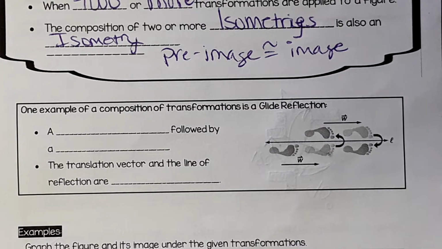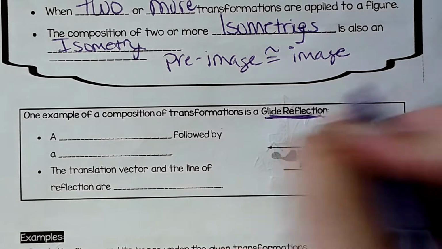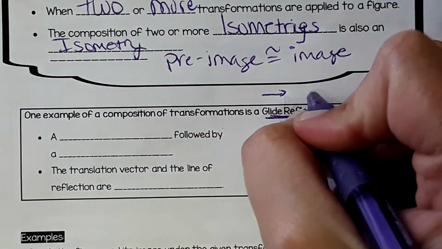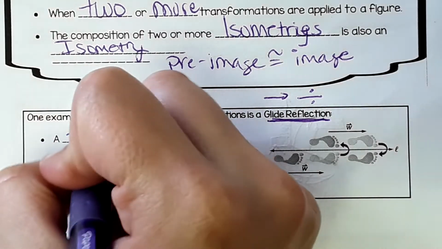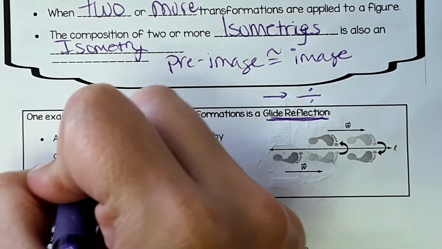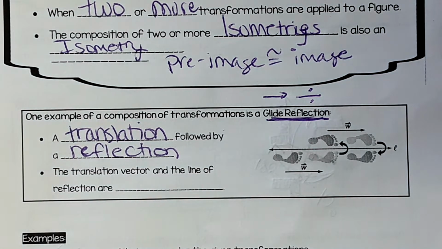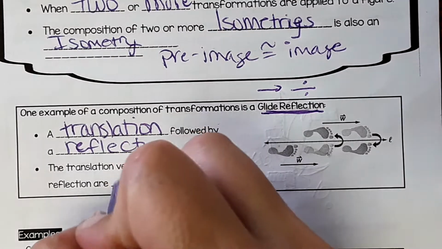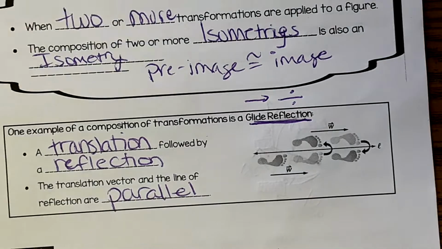And then one example of composition of transformation is a glide reflection. In a glide reflection, you're sliding the shape, then reflecting it over a line. So it's a translation followed by a reflection. The translation vector and the line of reflection are parallel. We'll see that here in a second.